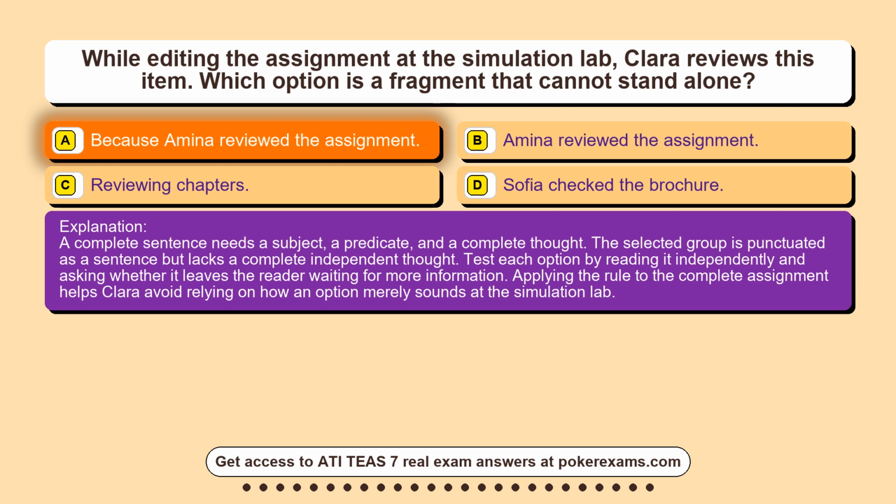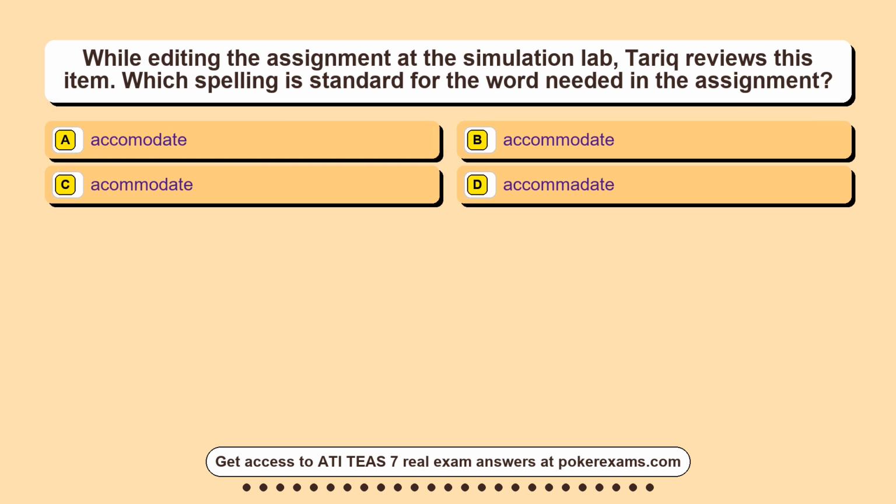Question 6. While editing the assignment at the simulation lab, Tariq reviews this item. Which spelling is standard for the word needed in the assignment? Option A, accommodate. Option B, accommodate. Option C, accommodate. Option D, accommodate. The correct answer is option B, accommodate.